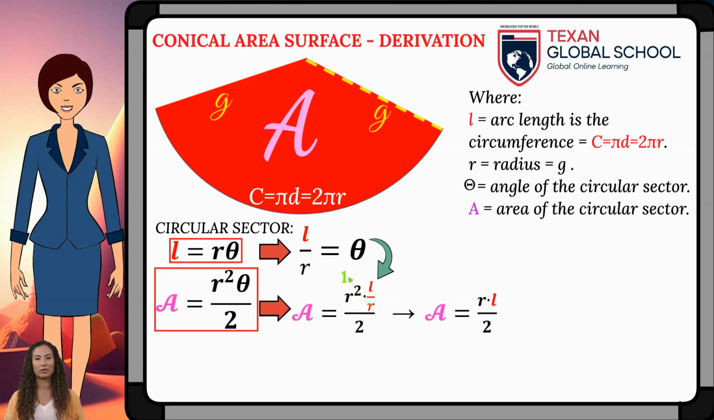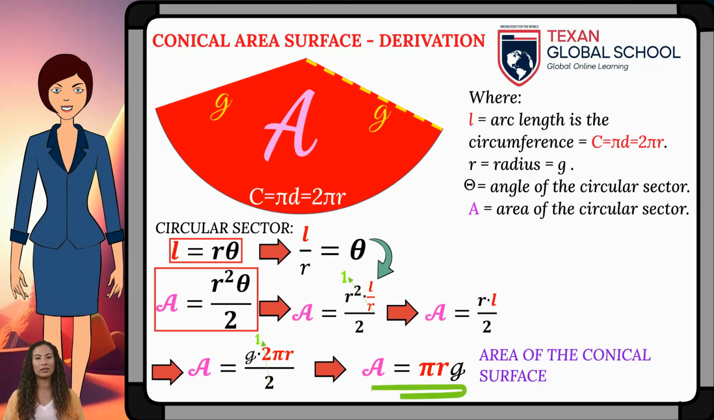Also, substitute the radius r as G. Substituting the value of the arc length as the base of the circumference results that the area of a conical surface can be calculated by multiplying pi times the radius times the slant height G. Let us remember that the slant height or generatrix is the hypotenuse.